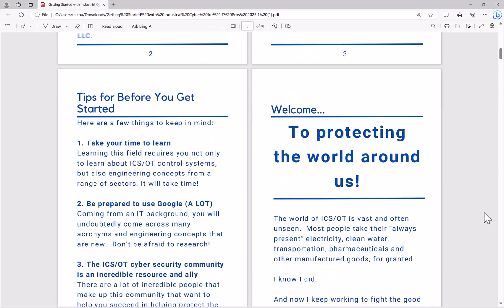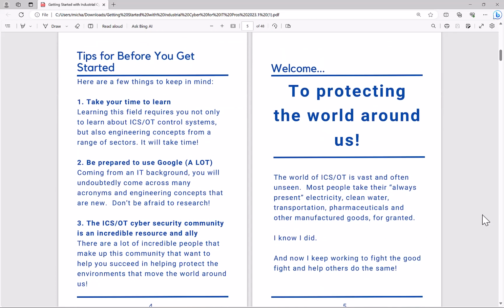So a couple of things just to think about. Take your time to learn. As you get into industrial control security, it's definitely a very specialized niche of overall cybersecurity. And if you're coming from an IT cybersecurity background, you have a lot of the basic knowledge that you need to secure these specialized types of environments. But there's really two things to keep in mind.